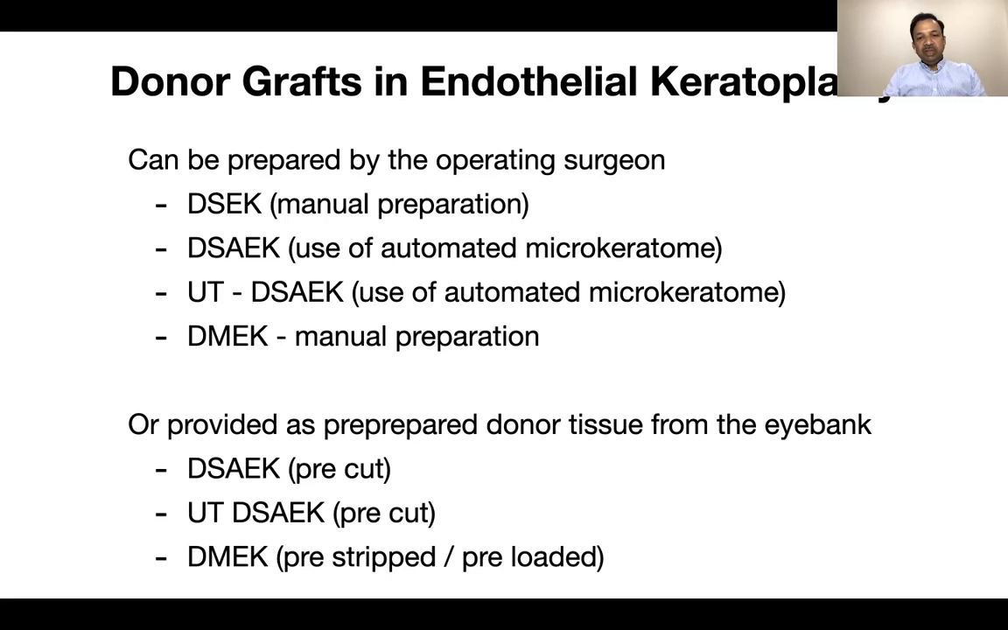In the Western countries, you have the eye banks that give you the pre-prepared donor tissue. For DSEK and ultra-thin DSEK, you get the pre-cut tissue, so the surgeon just has to punch out the donor and transplant it into the eye. For DMEK, they give you either pre-stripped tissues, where the Descemet has been stripped but not removed completely, or they can give you preloaded tissues where the Descemet is stripped, punched out, marked, stained, and then loaded into an injector, and then provided to the surgeon at an increased cost.